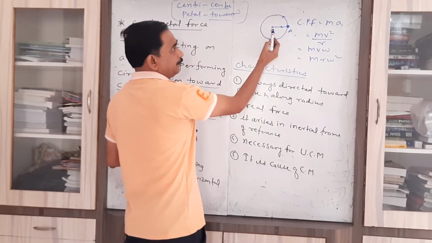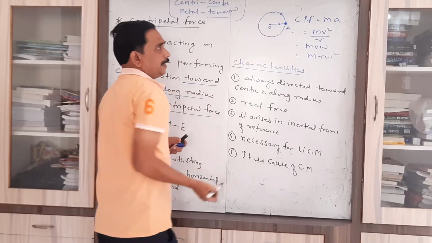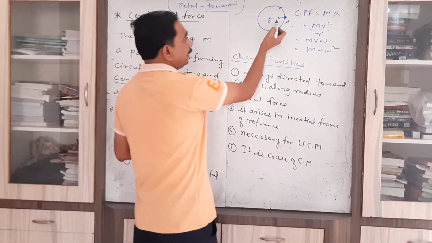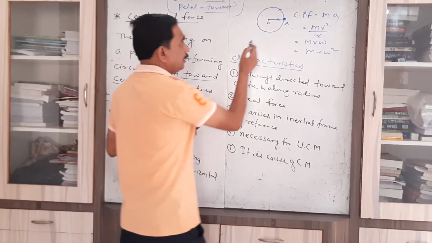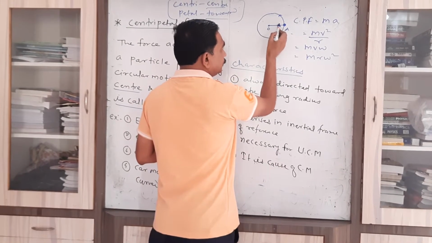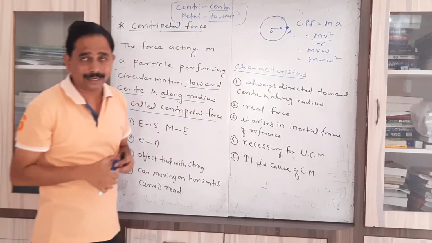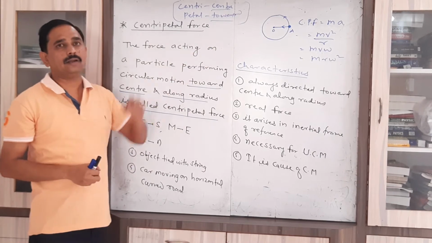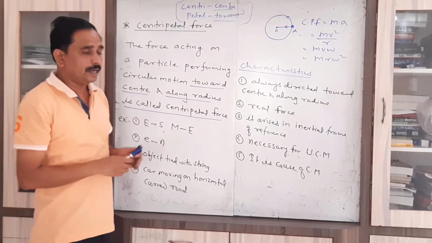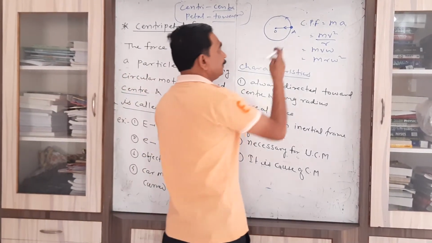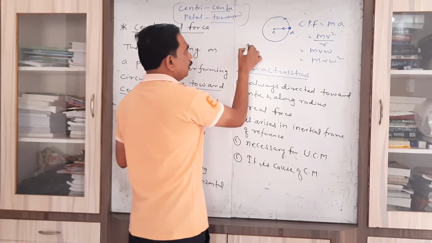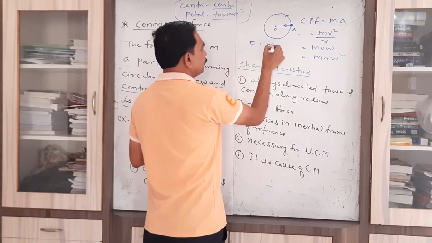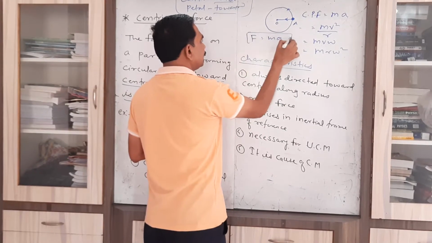Now if I join the center and the position of that object, then we get the radius vector. Here this is the force which always acts toward the center and along the radius. Now centripetal force can be given by the formula. Obviously, we write here force is the product of mass and acceleration.